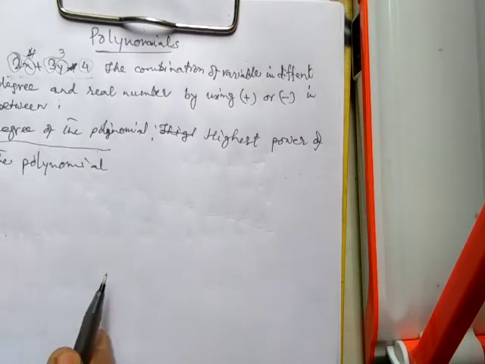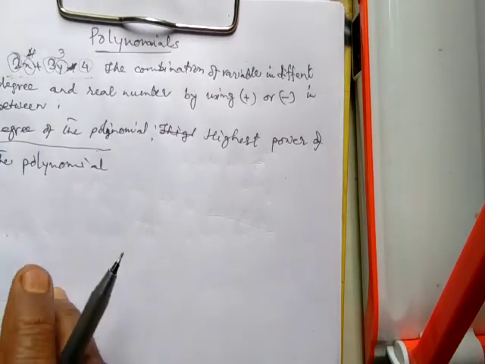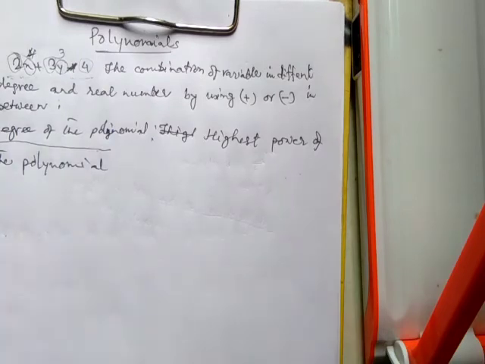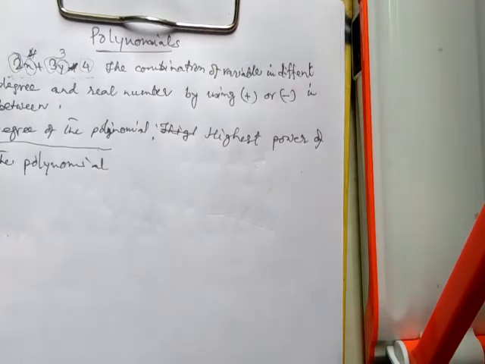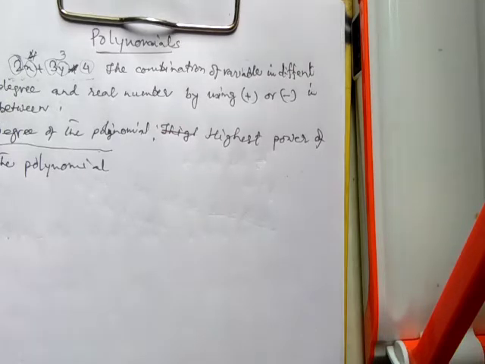Linear polynomial. What is it? Linear polynomial means a polynomial whose degree is 1. A polynomial with degree 1 is a linear polynomial. Quadratic polynomial, what is it? The polynomial having degree 2 is quadratic. And cubic with degree 3. Okay?